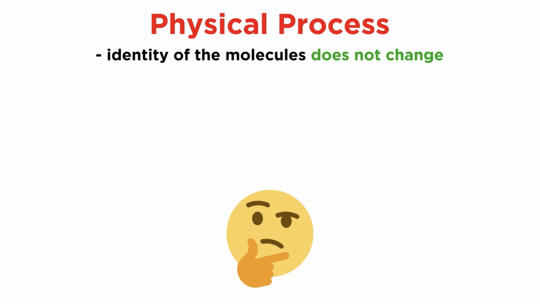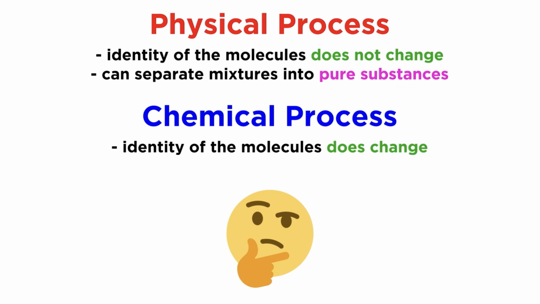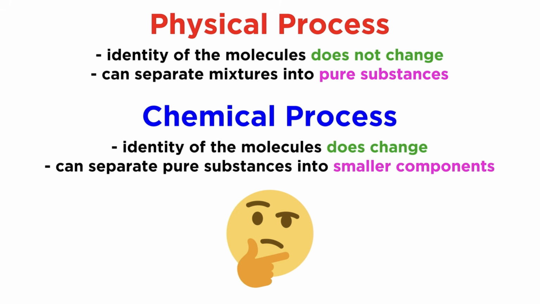So to summarize, a physical process is one in which the identity of the molecules does not change, and a chemical process is one in which the identity of the molecules does change. Mixtures can be separated into pure substances by physical processes, but pure substances can only be separated into smaller components by chemical processes.